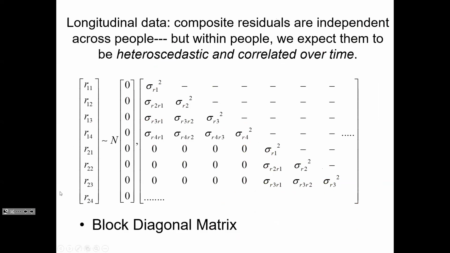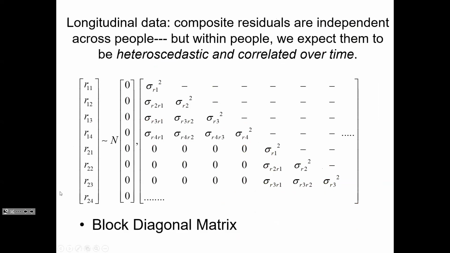What does that mean? It means maybe the variances across time, I don't expect to be exactly the same. A good example of this is imagine reading scores across time with little kids. Do you think there's more or less variance in reading scores as you go from kindergarten to first grade to second grade to third grade? More, right? So across time, we might expect heteroscedasticity of the variances. And we also expect that these within person residuals are going to be correlated across time.